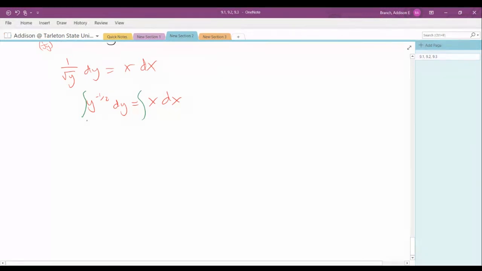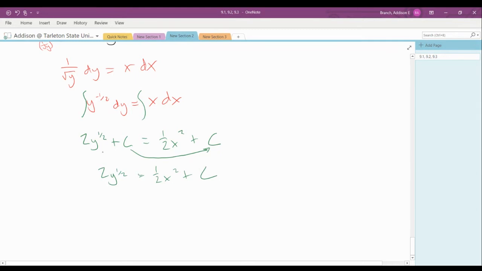If we integrate both sides, integrating y to the negative 1/2 gives 2y to the 1/2 plus c, and if we integrate x, it's just 1/2 x squared plus c, and that's where we stop so far. Now we can combine these c's and make a new plus c. So 2y to the 1/2 is equal to 1/2 x squared plus c.